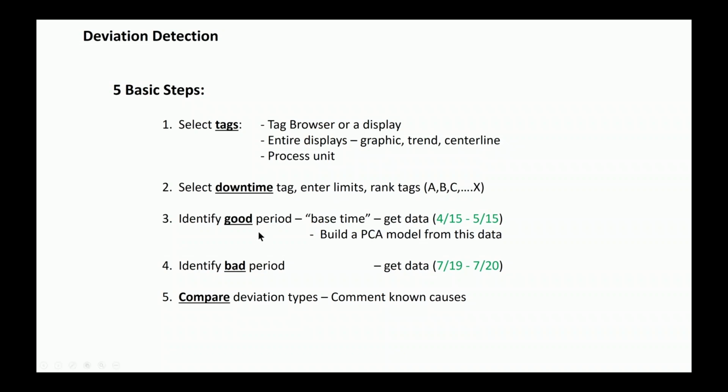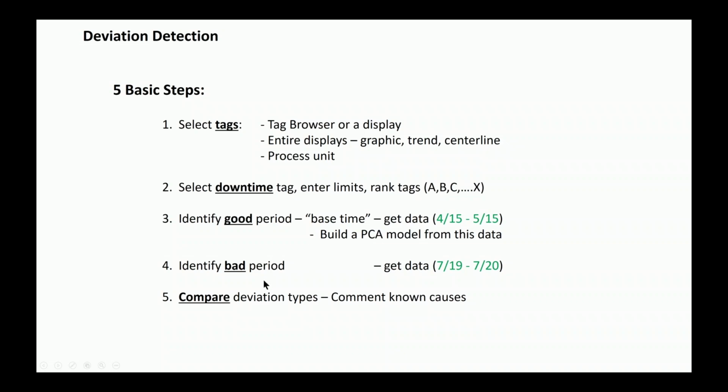The third thing you need to do is select a good period of data. Find a place everybody thinks is a good amount of operation. A week, 2 weeks, whatever makes sense for your process. And from that good data, if one of the items you want to do is a PCA model, you can build the PCA model within this application. Now you've got the base built.